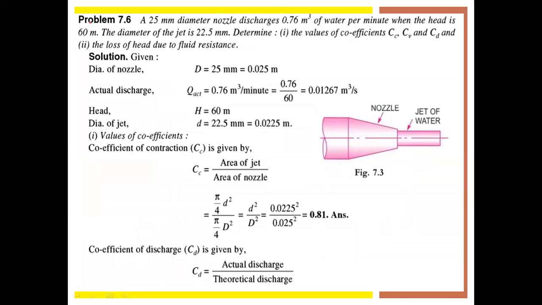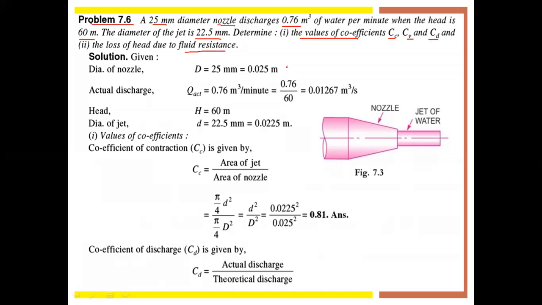Next, a 25 millimeter diameter nozzle discharges Q equal to 0.76 meter cube per minute when the head is 60 meters. The diameter of the jet is 22.5 mm. Determine the values of coefficients CC, CV, and CD, and the loss of head due to fluid resistance.